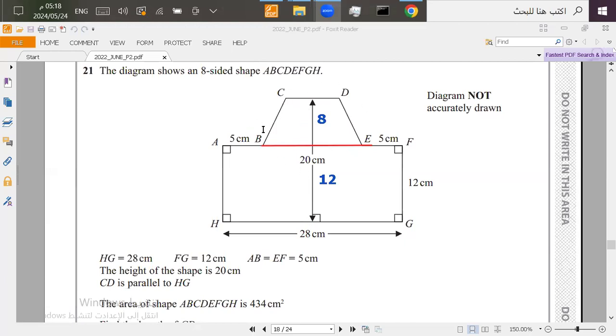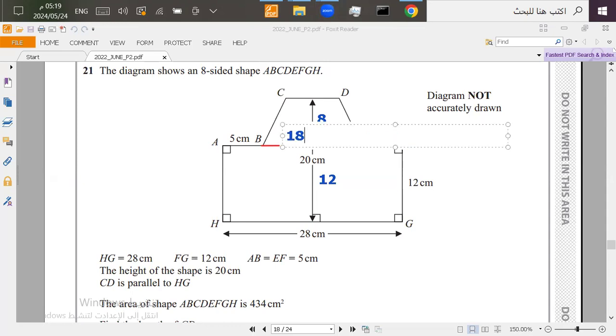Now, I have two shapes. I have the trapezium on the top and I have the rectangle on the bottom. Now, I found the height of the trapezium. Now, I can find this line, which is the base of the trapezium, because this one is 28. All of it is 28. And this is 5, and this one is 5. It means I'm going to subtract 10 from 28. So 28 minus 10, the answer is 18. It means that this line here, the red one, is 18.